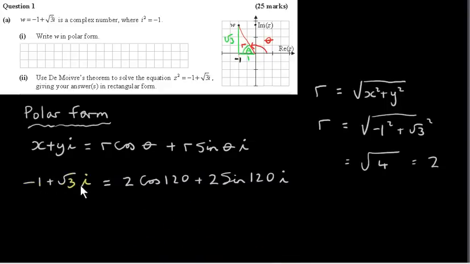So now we can write our complex number in polar form. R is 2, theta is 120. You can always check this on your calculator. If you multiply 2 by the cos of 120 degrees, you should get minus 1. If you multiply 2 by sine 120, you should get root 3, plus root 3.